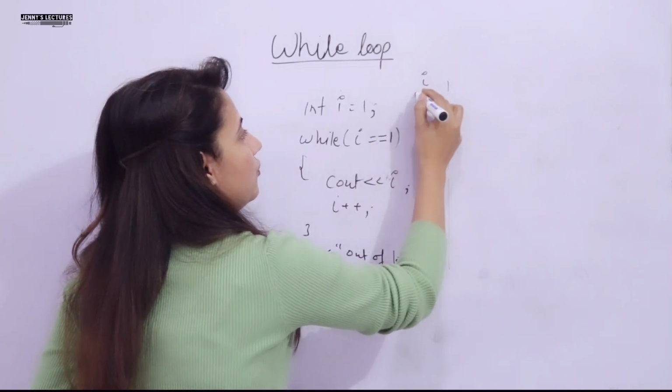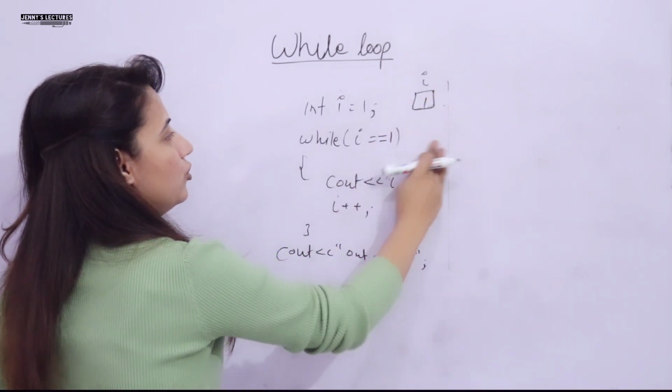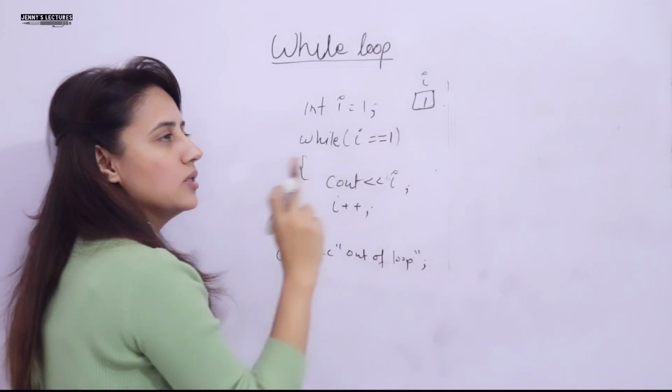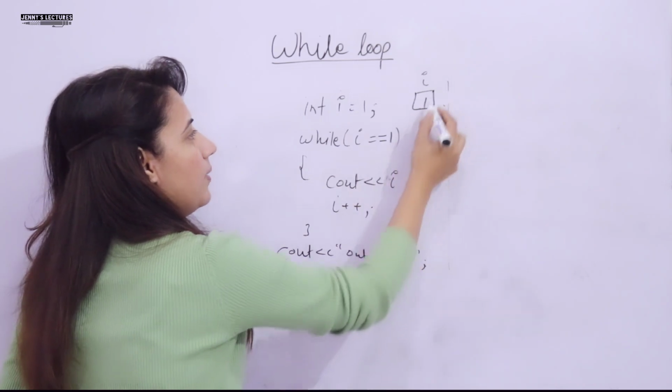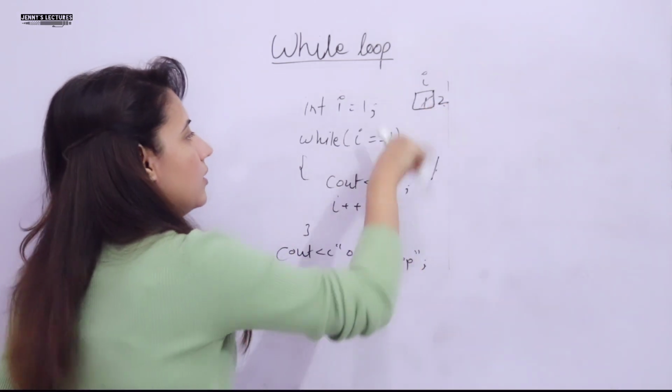Now, at first I is 1. In this case, what output will you get? I equal to 1, is the condition true? Yes, the condition is true, I is equal to 1. So 1 will be printed. Now I plus plus, I becomes 2.